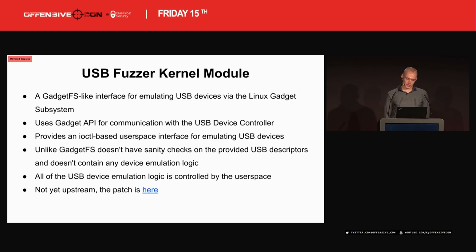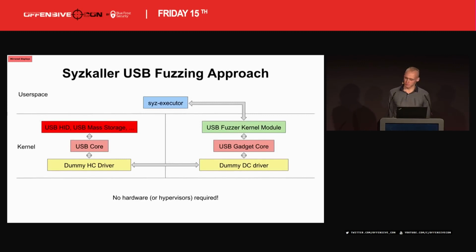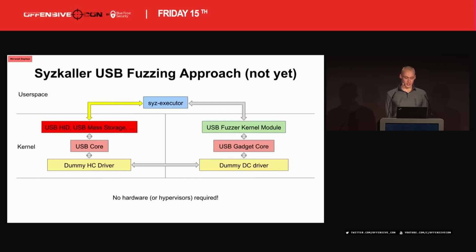Let's take a look at the picture. It has this module in it, and this is the whole idea of the fuzzing approach. In user space, we have the sysexecproc application that we saw before. We have my USB fuzzer kernel module that provides an interface, kind of like GadgetFS, to user space. On the other side, it's plugged into USB Gadget Core. Then we use the dummy drivers and connect to the USB core subsystem. So that's the whole idea.